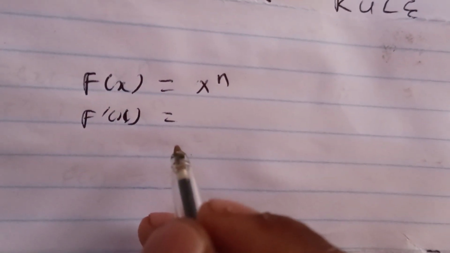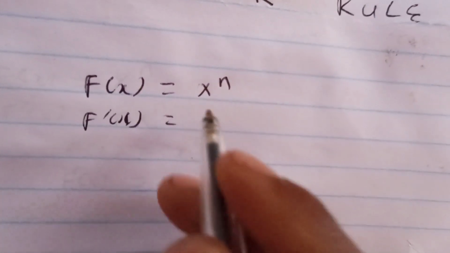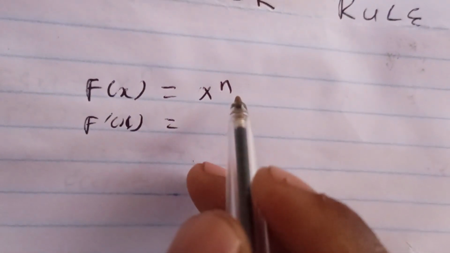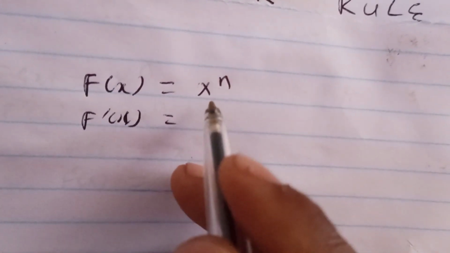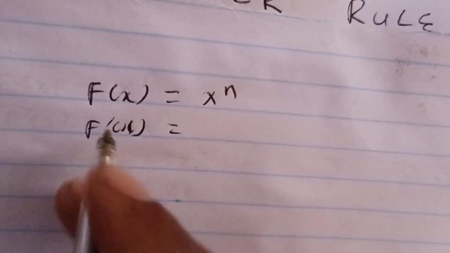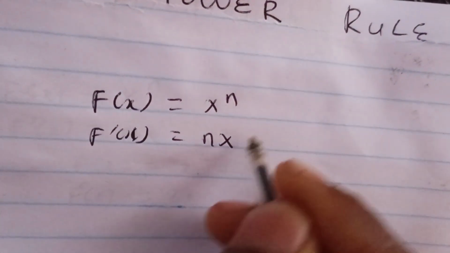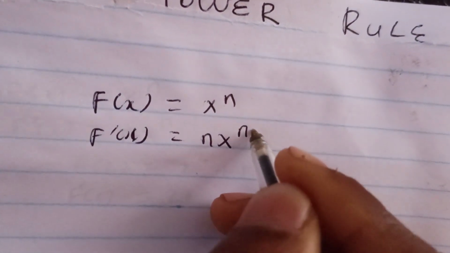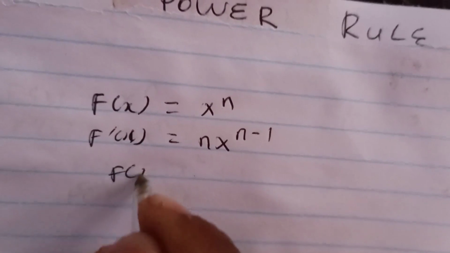What you need to know about the power rule is that when you're given a function of x to the power n, you take the exponent and multiply it by the base, and you subtract 1 from the exponent. So in other words, f prime, the derivative of this, will be n x to the power n minus 1. Let's do an example.